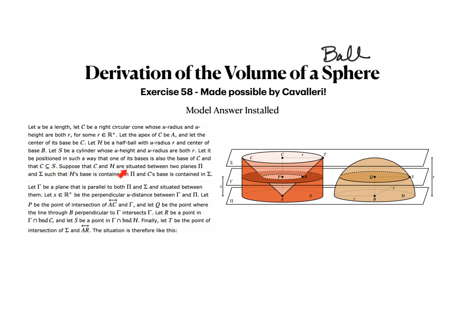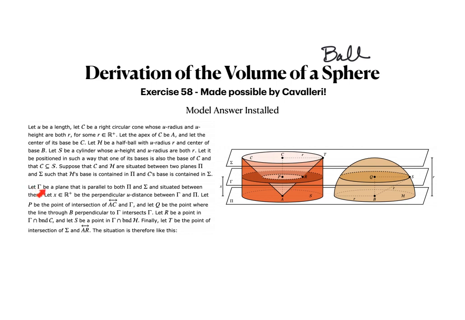Suppose that C and H are situated between two planes pi and sigma such that H's base is contained in pi and C's base is contained in sigma. So I have this plane here, sigma, and this plane here, pi. They are parallel to each other. The base of my cone is in sigma. The base of my half ball is in pi. And this cone is inside the cylinder with the same radius.